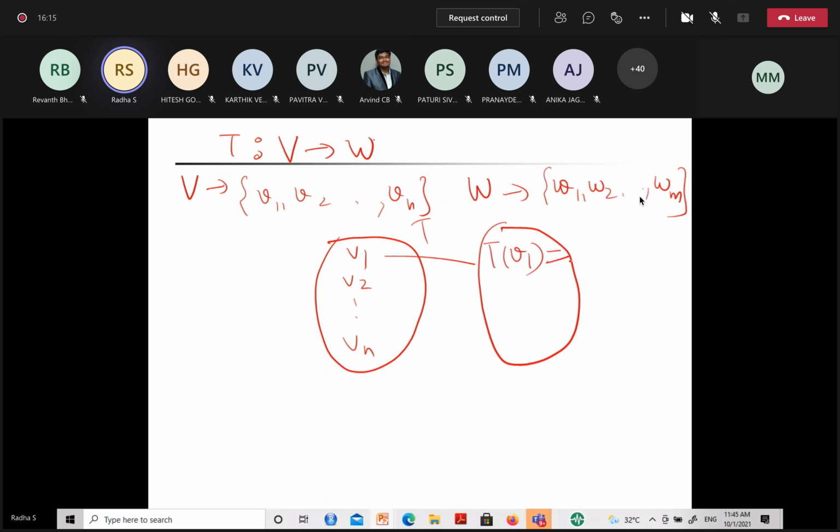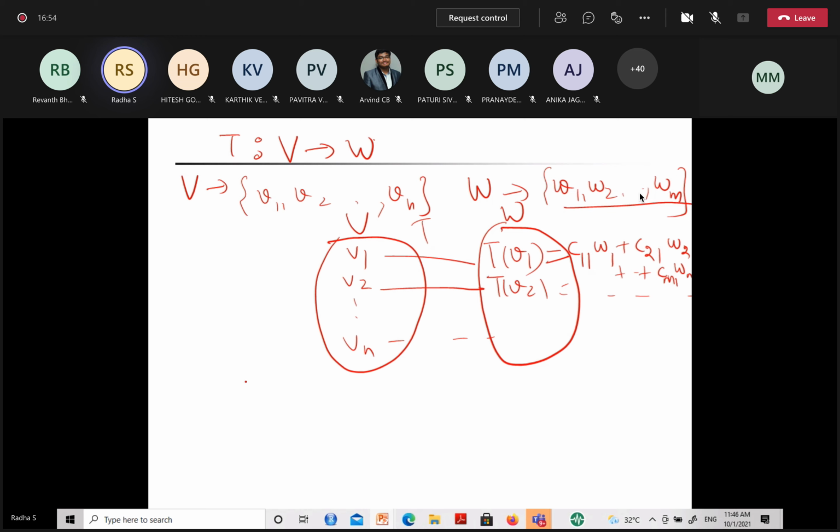Now my aim is to write T of V1 in terms of this basis, because T of V1 is an element of W, right? So I should try to write T of V1 in terms of the basis: C11 W1 plus C21 W2 plus etc. plus Cm1 Wm. Similarly, V2 goes to T of V2. Then again, I should write that as a linear combination. Like this way, I have to write.